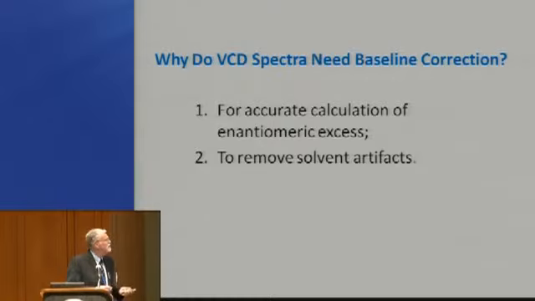So why do VCD? This talk is about baseline correction, really, and so why do VCD spectra need baseline correction? Well, I think one of the first reasons is that if you want to calculate an enantiomeric excess in a routine manner, you really want a baseline corrected spectrum. And I think this is the most important thing. If all you're doing is looking at absolute configuration, a bad baseline doesn't really affect you that badly. Bands go up, bands go down, you can do the comparison. And maybe to remove solvent artifacts as well.